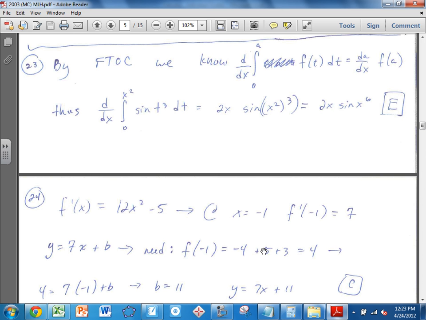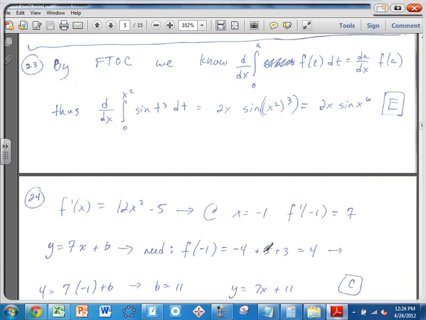Number 23. Can I get a reading for 23? Okay, guys. d over dx of the integral from 0 to x squared of sine of t cubed dt.